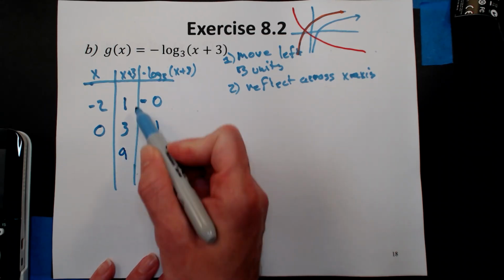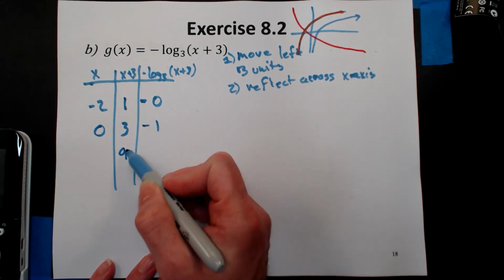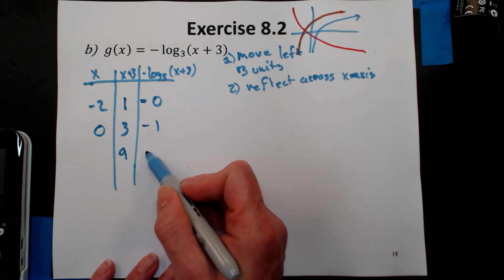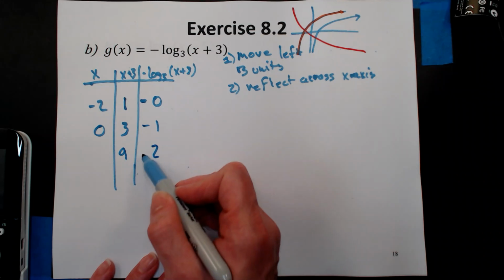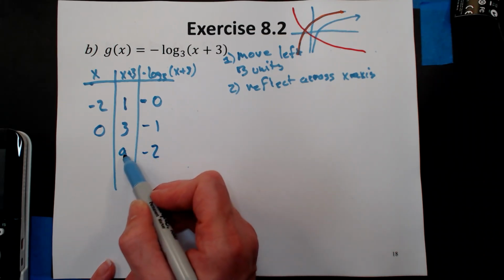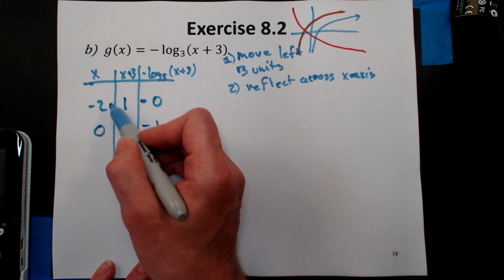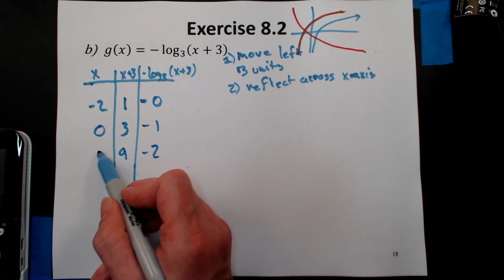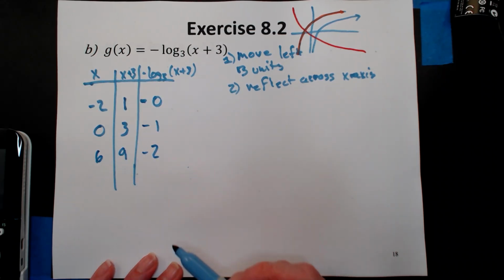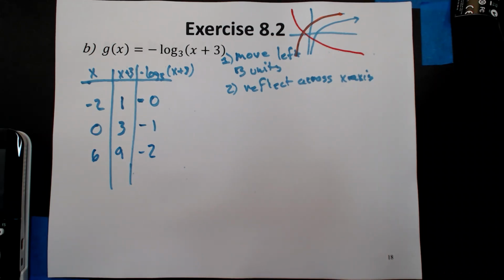We want these to be powers of 3. So I get 9. That means log base 3 of 9 is 2. It's going to be negative because of that negative out front. And then I'm going to have to add 3 to get this 9. So to go back to x, I would have to subtract 3 from it, which would be 6. All right, so let me graph this.